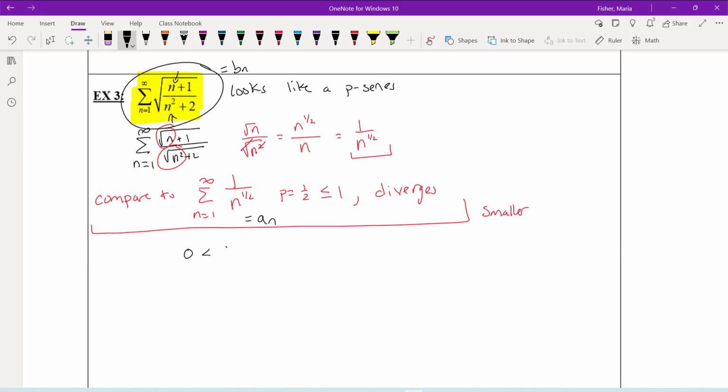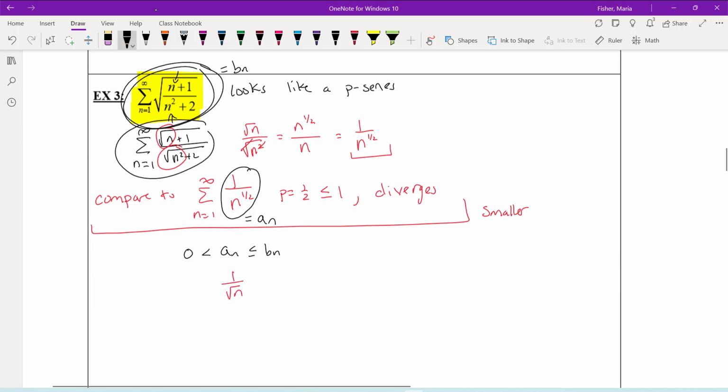Now we have to do the comparison. 0 less than a sub n less than or equal to b sub n. Well, since I'm comparing them and this guy here has a square root, instead of writing it as 1 over n to the 1/2, I'm going to write it as 1 over the square root of n. So my a sub n is 1 over the square root of n.